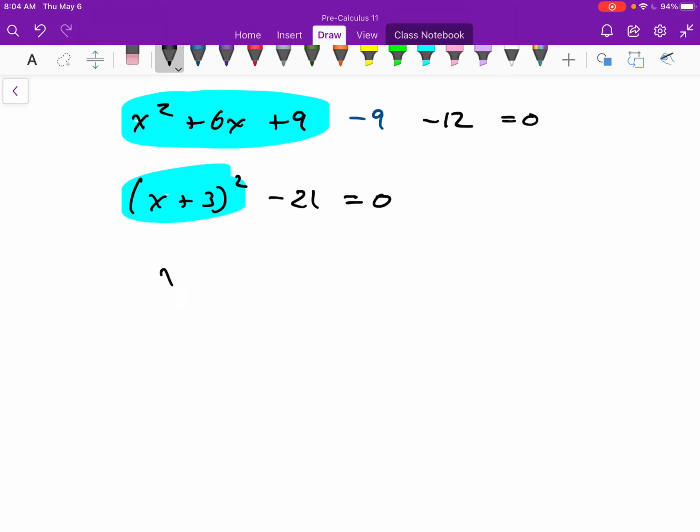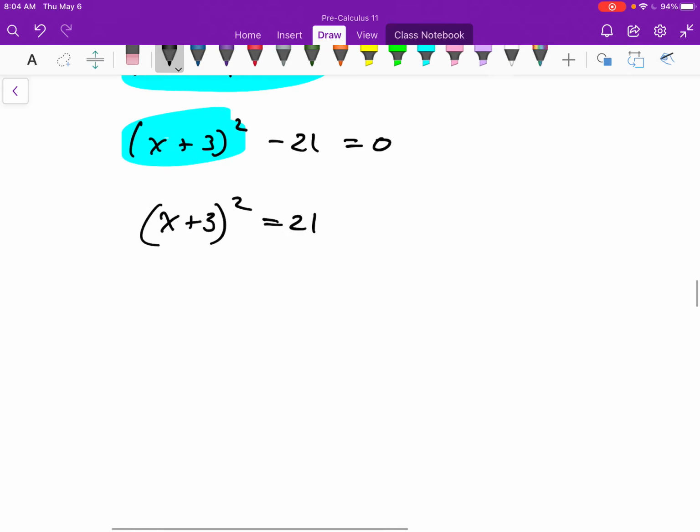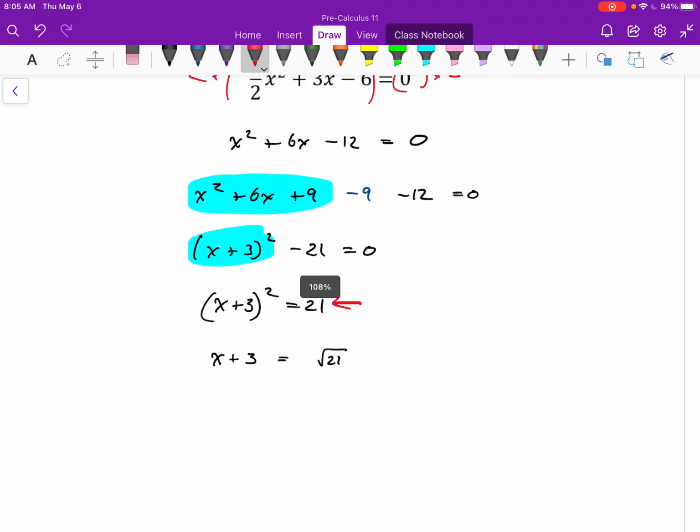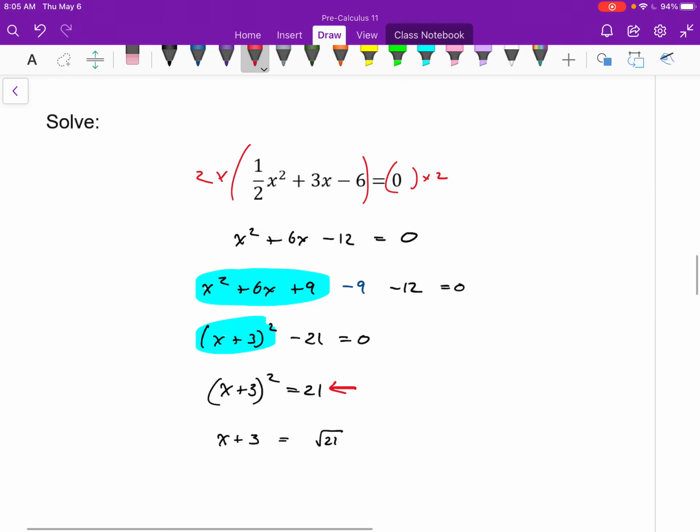Add 21 to both sides. Square root both sides. Keep in mind, 21 again is not a perfect square. Now I will say if 21 was a perfect square, let's say it was 25, then that tells me, not that I made a mistake, that I actually could have factored this earlier on. Or maybe I made a mistake.